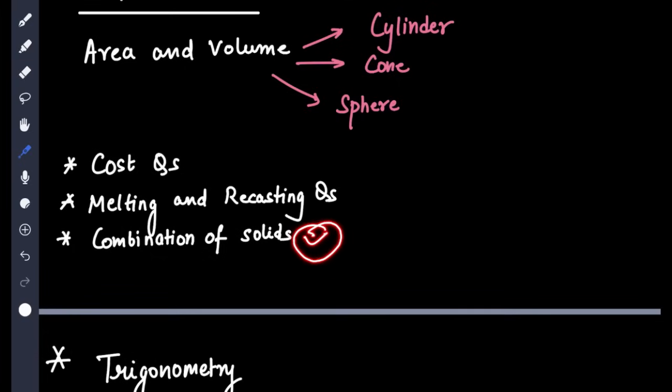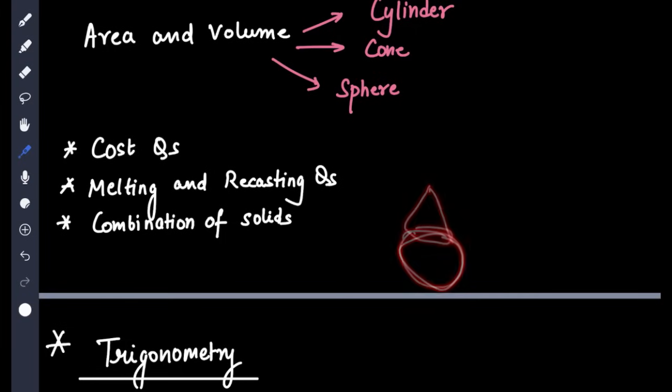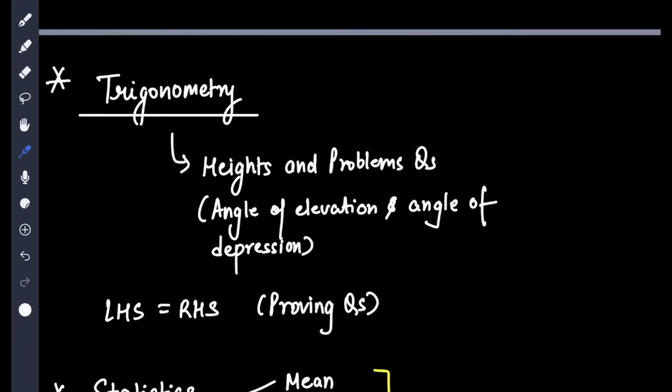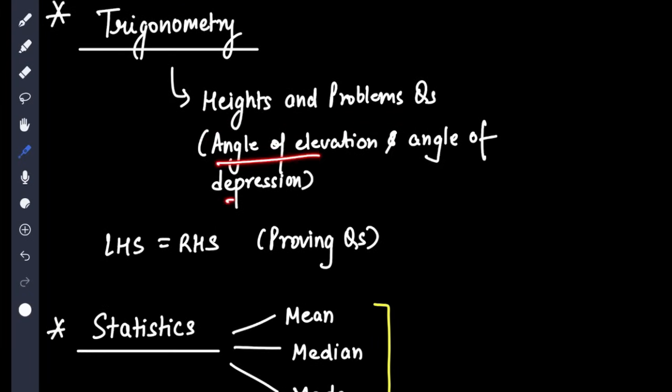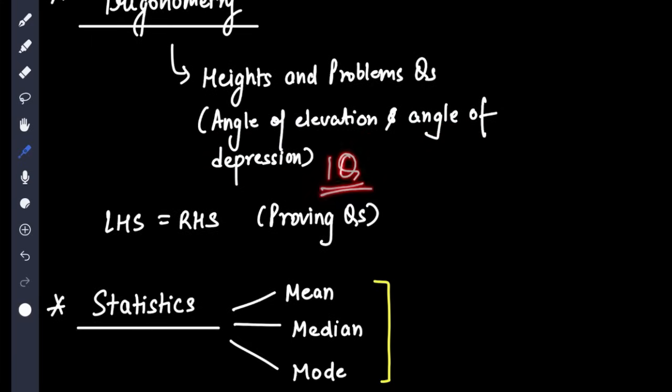Combination of solids again, like there is this cone, and here we have inserted a sphere also, right? Trigonometry questions, height and distance problems like angle of elevation and angle of depression. Again, one question is asked every time.